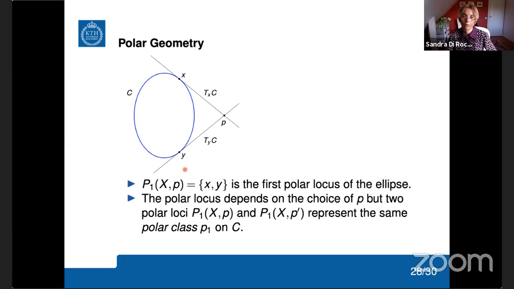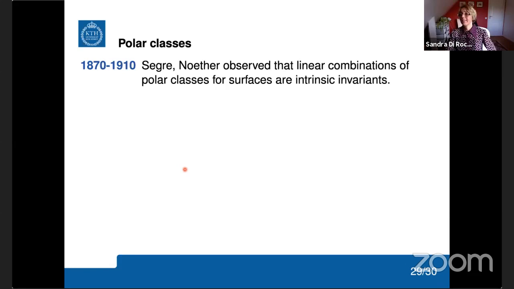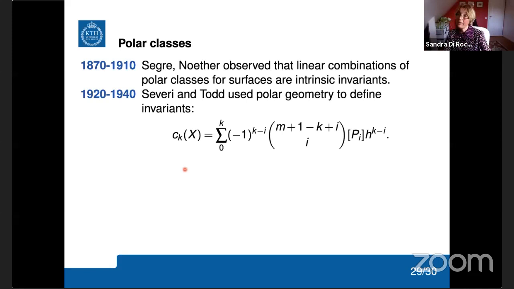Let me finish by telling you that this way of thinking of genericity and tangential properties is something that is very classical. As an Italian, I like classical algebraic geometry, and I think this is important to say every time. I will not mention many Italians, but Segre. It started already in the 18th century and beginning of the 19th century. Segre and Noether actually defined these polar varieties and observed, Segre just for surfaces and Noether in general, that certain linear combinations are intrinsic to the variety and do not depend on the embedding. And then Severi and Todd used these linear combinations to define the Chern classes of the varieties.